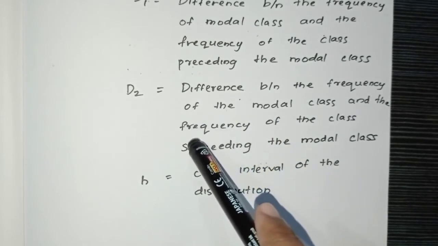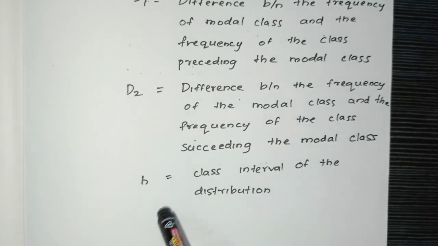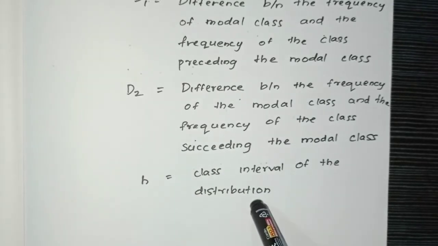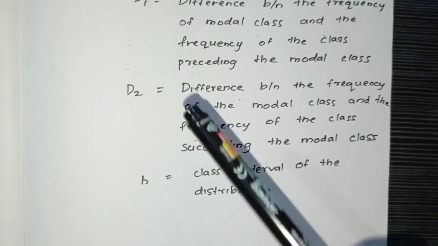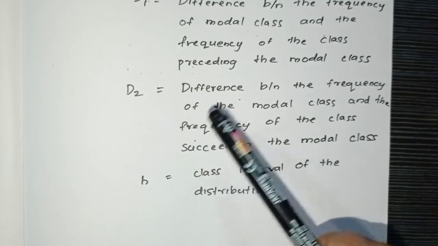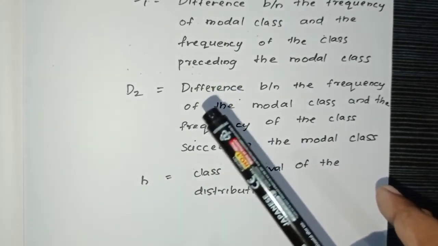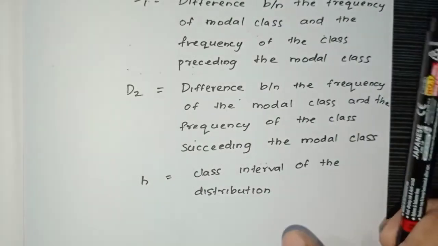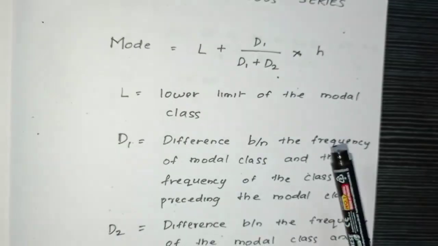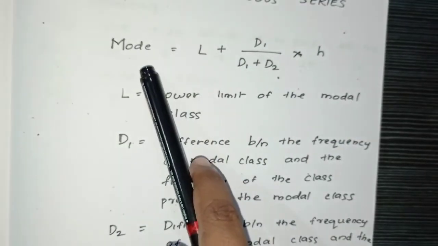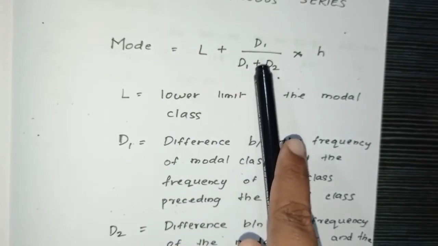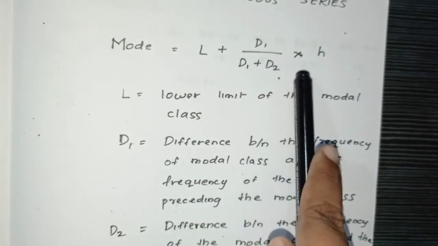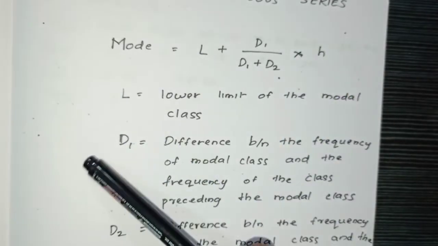See, this you will understand once we start doing the problems. H means class interval of the distribution, magnitude of the distribution, or the difference between the class interval. Okay, so without much further ado, we'll move on to problems, so you will have better understanding of how to calculate mode using this formula. So please by heart this formula, mode equal to L plus D1 divided by D1 plus D2 into H.